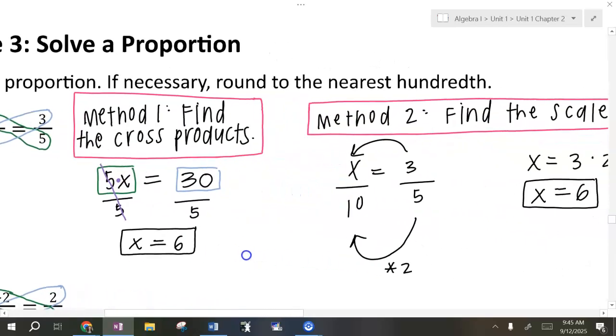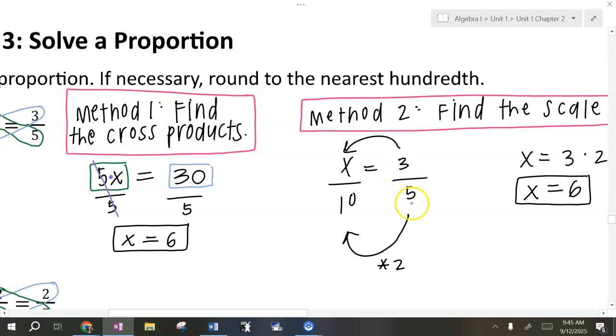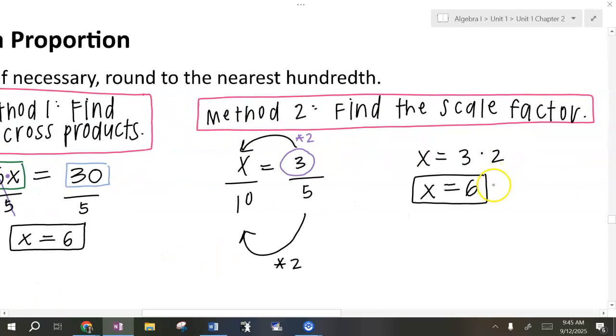Another method is to find the scale factor. So this is similar to figuring out what do I multiply this by to get the other ratio. I know that I would have to multiply 5 by 2 to get 10 on the bottom. That means that I would also have to multiply the numerator by 2. Whatever you multiply on the bottom, you have to multiply by the same number on the top if you want to keep it equal. So by multiplying the numerator 3 by 2, I would get my answer 6.